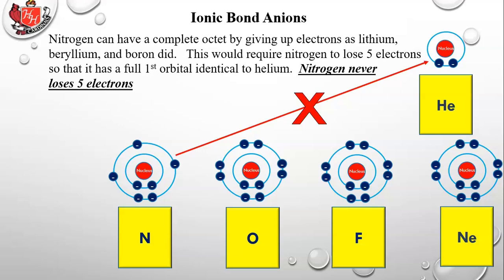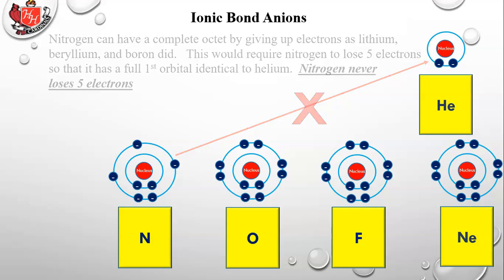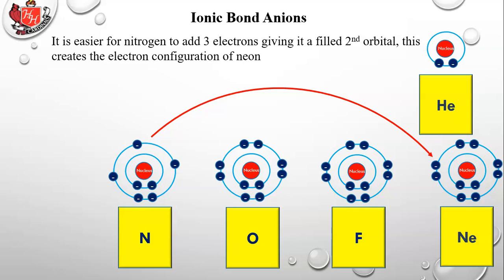It is easier for nitrogen, now that we're getting over to the right side of the periodic table, to add 3 electrons, giving it a filled second orbital. This creates the electron configuration of neon. So there you see nitrogen now looks exactly like neon. It does not become neon because it does not have the same number of protons. But the electron configuration, it's isoelectronic with neon. So nitrogen gains 3 electrons, giving it a 3- charge. Again, gaining electrons, it becomes a minus because electrons are negative. They're negatively charged.